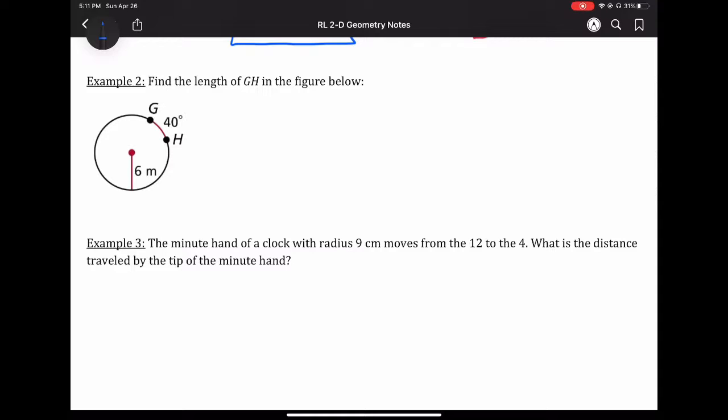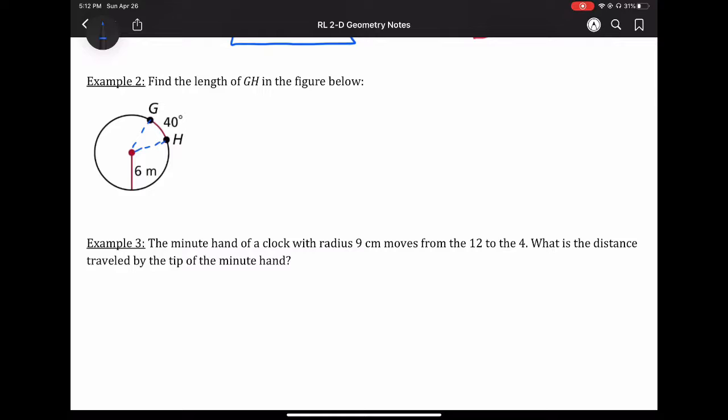Example 2 says to find the length of GH in the figure below. The process is exactly the same, but what might trouble you is that there isn't a sector fully drawn out. It does tell us that we're trying to find the length of GH. So our sector would be from the center to G, across the arc to H, and back to the center of our circle. The arc would be from G to H.